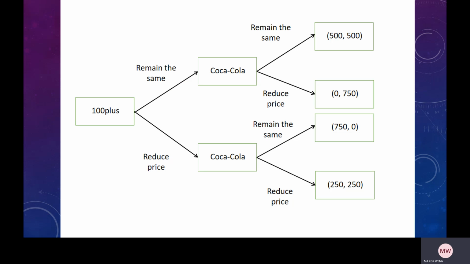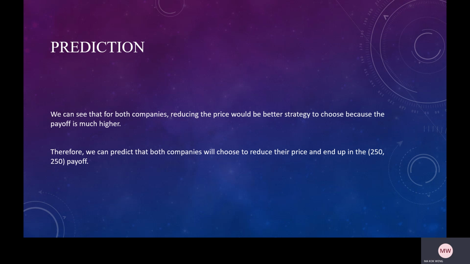This is the payoff in the form of a graph. We can see that for both companies, reducing the price would be the better strategy to choose because the profit is much higher. Therefore, we can predict that both companies will choose to reduce their price and end up with a 250 payoff each.